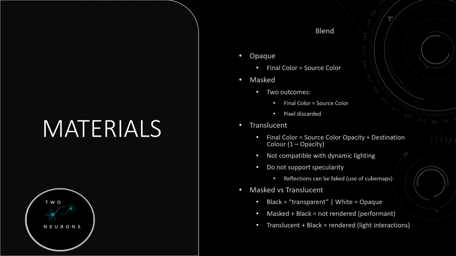So light passing through a chain link fence is going to pass through the holes in the fence. Light passing through a window, however, is going to bend and be manipulated by the cleanliness and by the density and all the other variables associated with that piece of glass. So while being masked is more performant, we sometimes do want translucent instead.